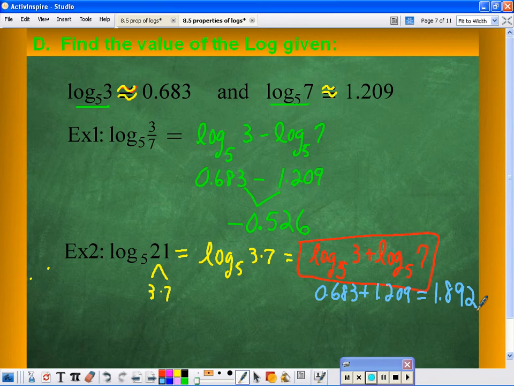Now I'd like you to try one. So here's your you-try. Go ahead and try log base 5 of 49. Press the pause key when you're finished. Come back and see if you got the right answer. Okay, let's see how you did with that. Did you break it apart into the two 7s and get 2.418? If you did, good job. Moving on.